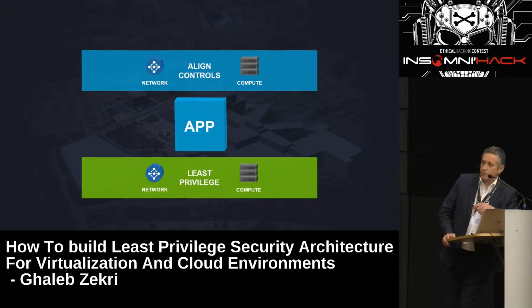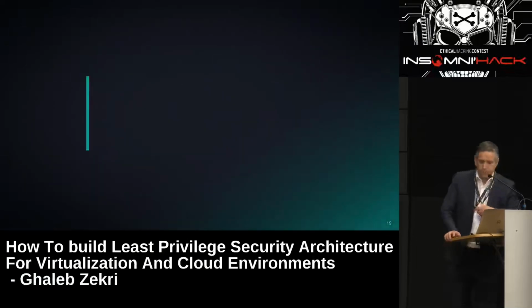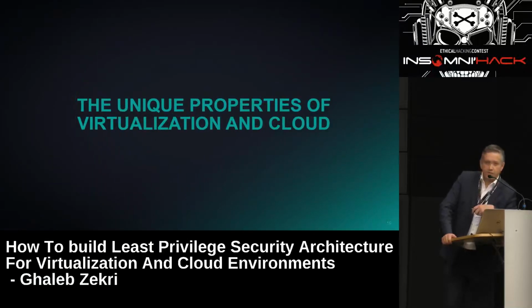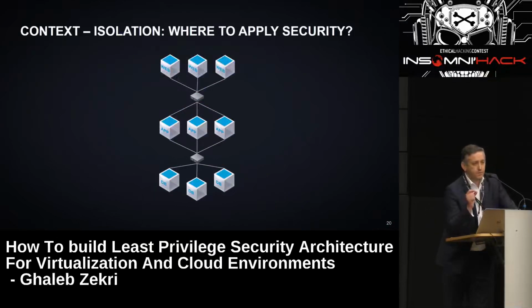So the alignment between the infrastructure and the controls could be done through a unique property of the cloud and virtualization, which is the hypervisor. The hypervisor is what we call the Goldilocks zone. Why? Because we are in the closest position to the application, to the workloads, without being inside the same trust domain of a compromised or attacked workload.